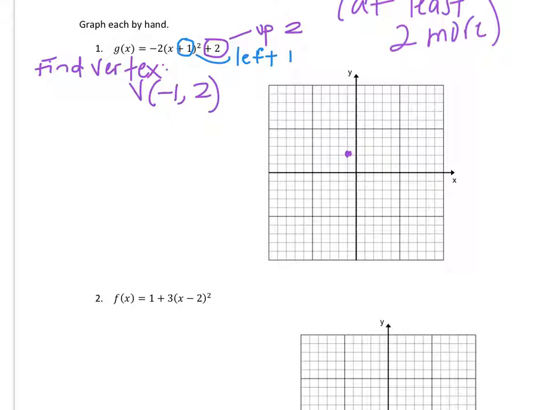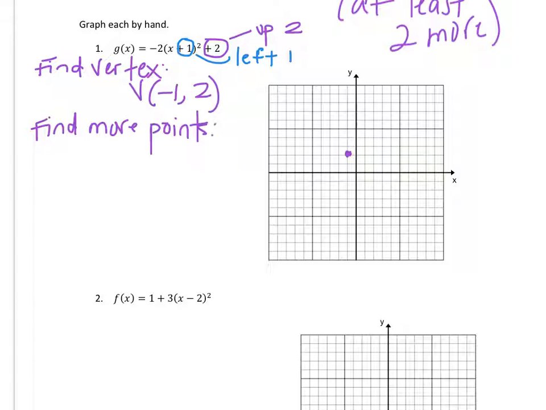Okay, so from here, if I were sketching it, then I would just look at that negative 2 in the front, and I would finish my sketch and say, okay, it opens down, and it's more narrow. Okay, but for a detailed graph, how narrow do I do it? So we need more points to really show how narrow it's going to be. So we're going to find some more points.